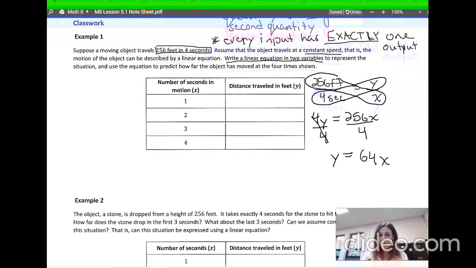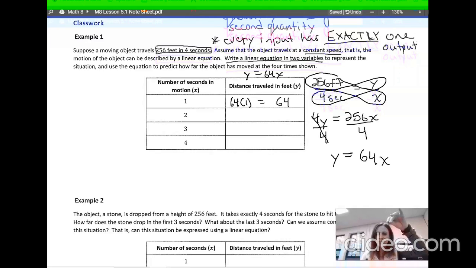So our distance traveled right here, we take 64 and multiply it by our number of seconds. So very simply, if I'm filling out this table here, if I want to know in this situation, this moving object, excuse me, traveling at a constant speed, if it travels for 1 second, I can just plug that in here for x. 64 times 1 equals, well, 64. So it's traveled 64 feet. Drop a 2 in.